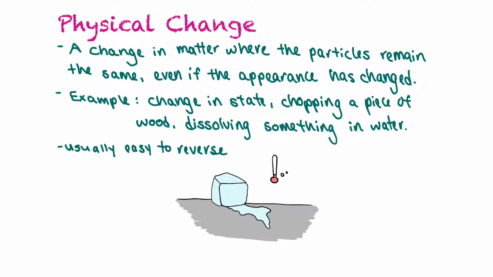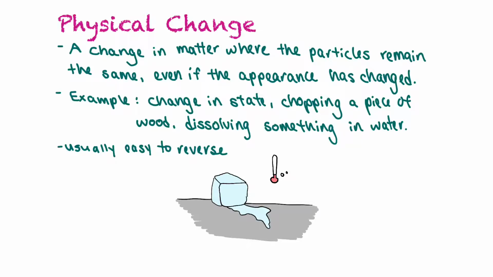A physical change is a change in matter where the particles remain the same, so the substance hasn't really changed even if the appearance has changed. Examples of physical changes might be a change in state, so melting an ice cube to water, chopping up a piece of wood into smaller pieces. It's still wood, but you don't have the log anymore. And also dissolving something in water, like dissolving sugar into a cup of tea, for instance, would be an example of a physical change.